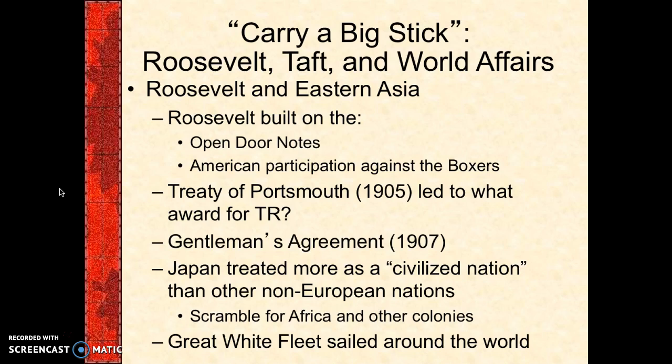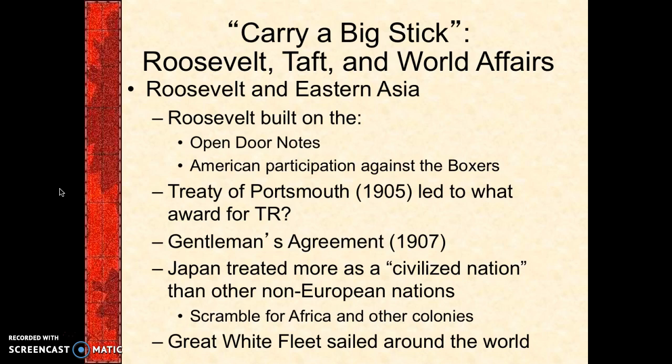TR's negotiation of this peace treaty is actually going to lead him to win the Nobel Peace Prize, and I think that he gets that in 1906 for that. But that's not going to be the only thing that he does with Japan. He also negotiates the Gentleman's Agreement.